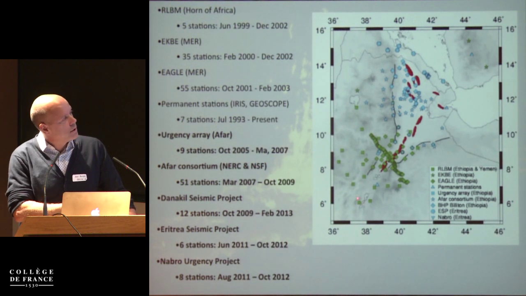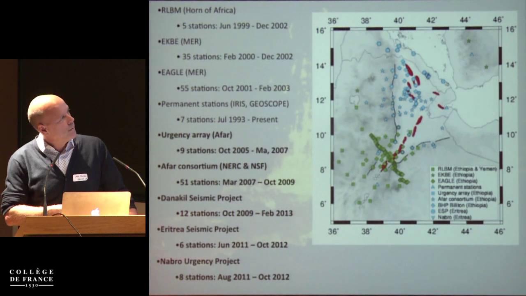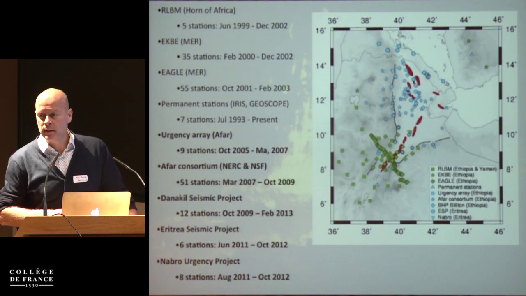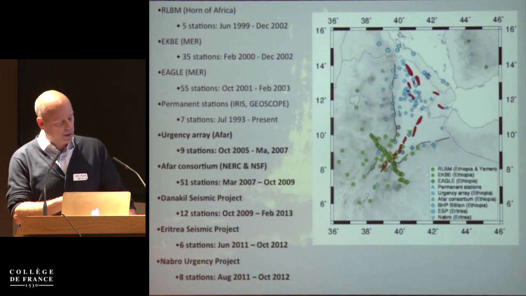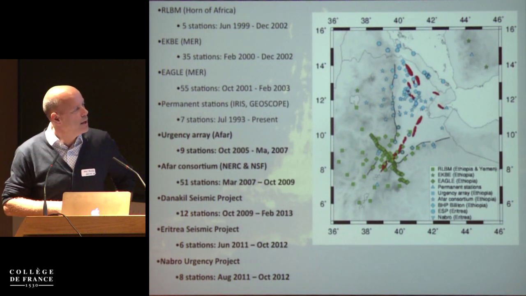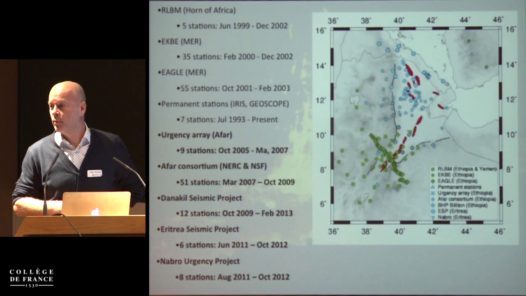Over 200 instruments have been deployed in various campaigns through this whole area. We've even had a number of instruments now in Eritrea, and more recently in Yemen, and we're hopeful to get a few stations in Somaliland in the near future. It covers an area that's roughly 800 kilometers by 800 kilometers, and elevations that range from well over 3,000 meters to well below sea level.